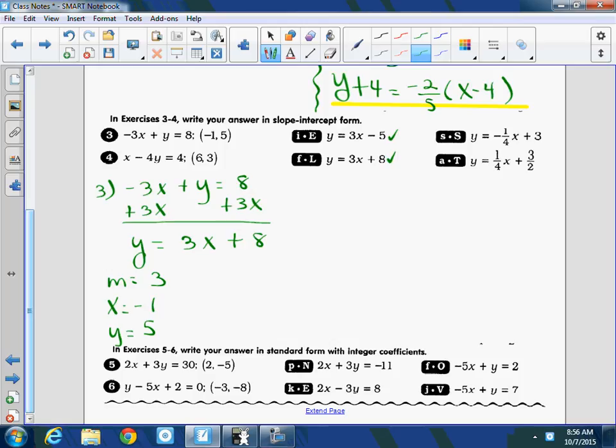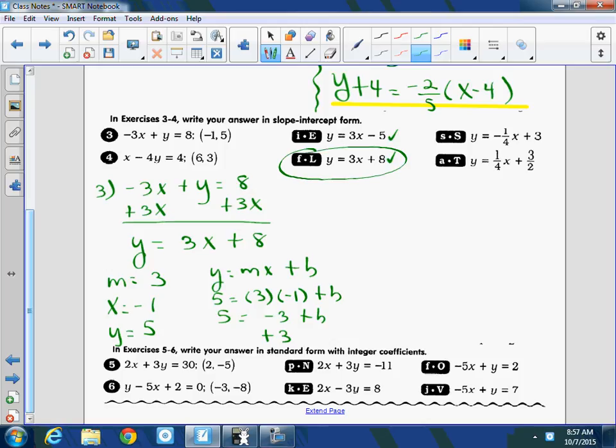So now I need b. How do I get b? Plug all those numbers in and we solve for b. Very good. So y equals mx plus b, and I got to solve for b. What's y? 5. What's m? 3. What's x? -1. That's -3. With me? And now I'm going to say +3. So what's my b? So I can stop. Which one is the answer? That one right there, right? 3x plus 8. So b equals 8.